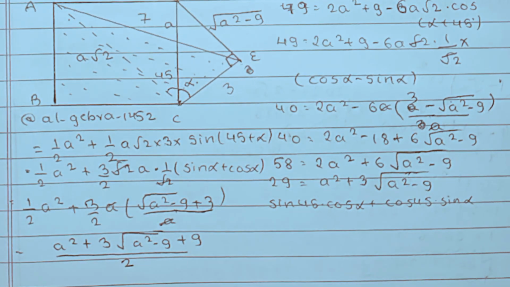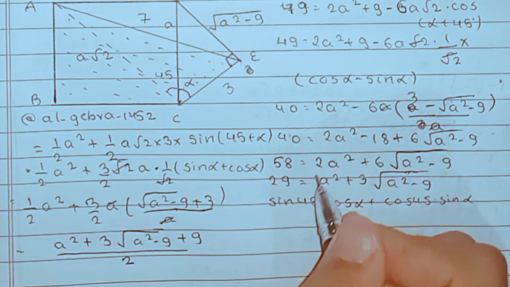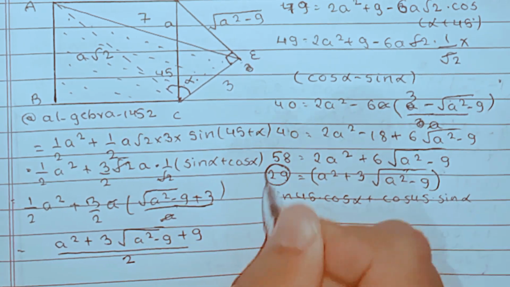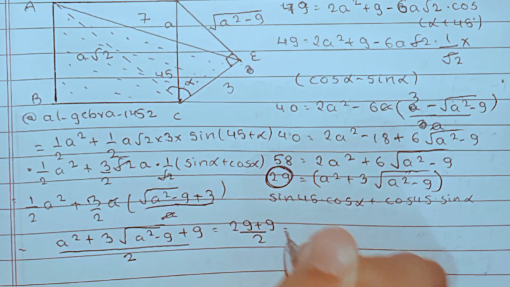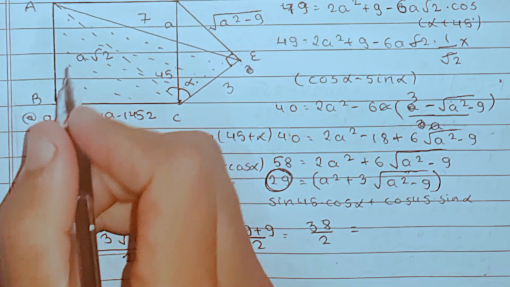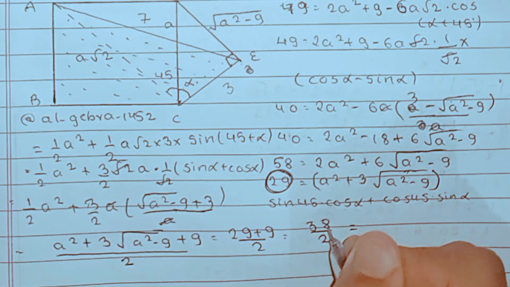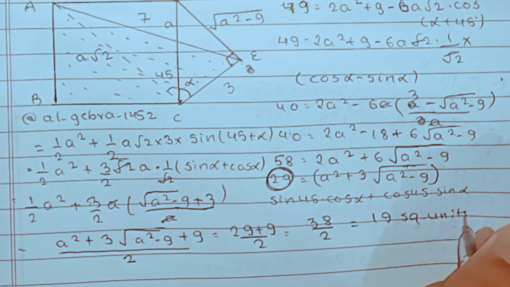We have a square plus 3 root a square minus 9 to be 29. So 29 plus 9 upon 2 is equal to 38 by 2. Therefore the area of the required ABCE will be 38 by 2, which equals 19 square units. This is the required answer.